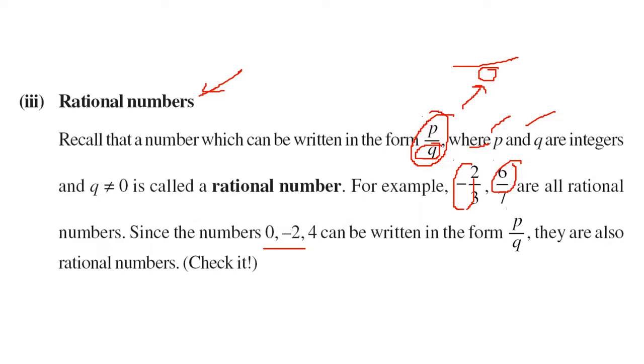So these are all numbers. Any number can be written in p by q form. How? Minus 2, I say it's a rational number. How? I can divide it by 1.